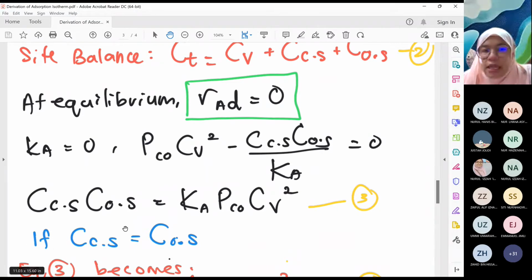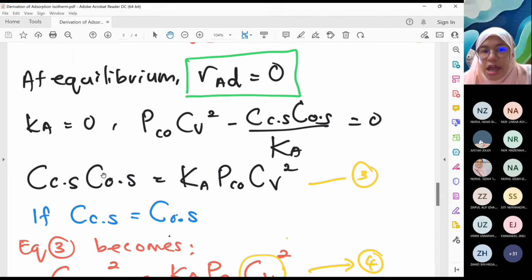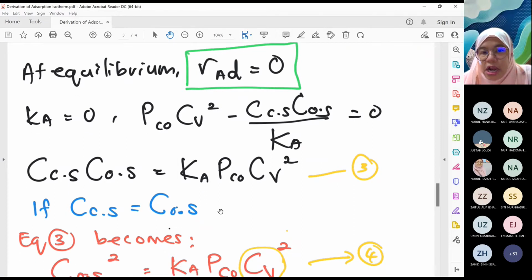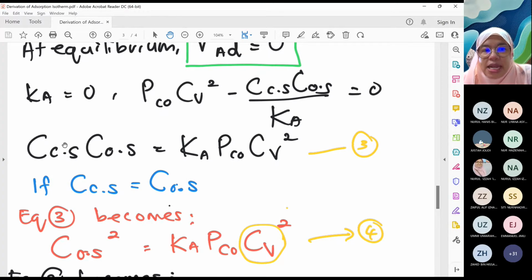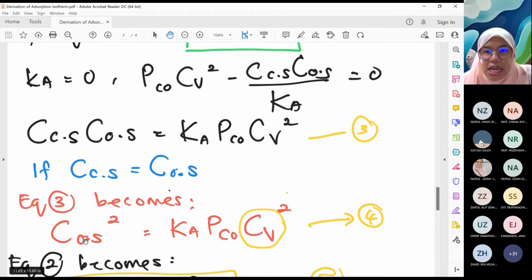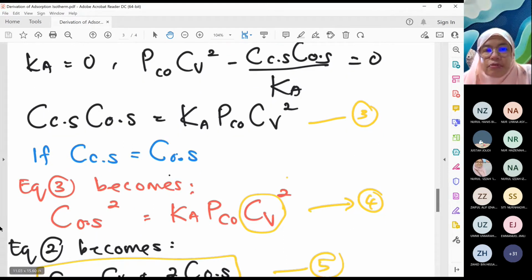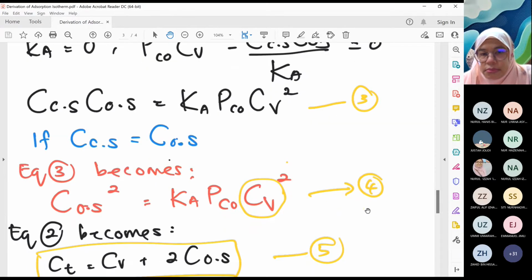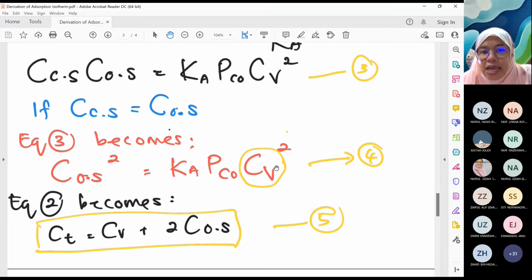Now we have two adsorbed species. Let's assume that the concentrations of these two adsorbed species are similar, the concentration of oxygen and concentration of carbon. Therefore we can replace the term C_C·S with C_O·S. That's why it becomes C_O·S squared, because the concentration is similar. So it will produce equation 4. From here, again, we want to eliminate the term C_V. This is the adsorption isotherm for adsorption of oxygen, but it's in terms of C_V, so we want to eliminate C_V.